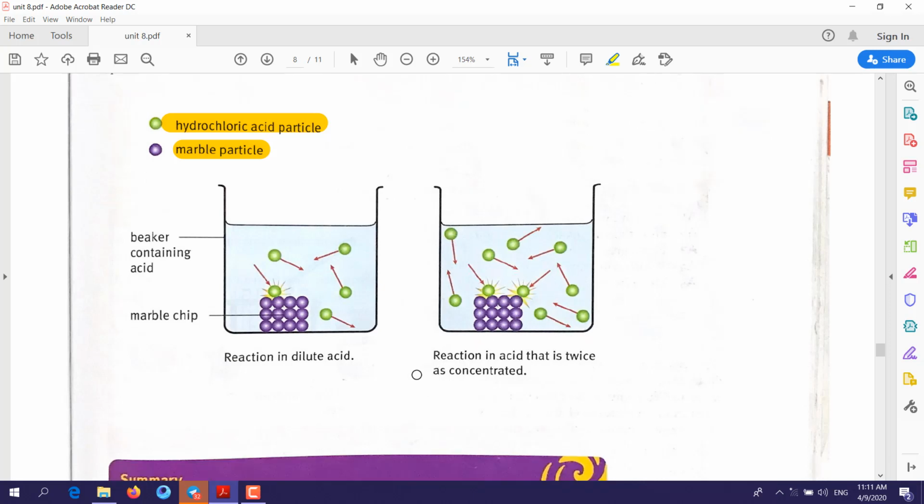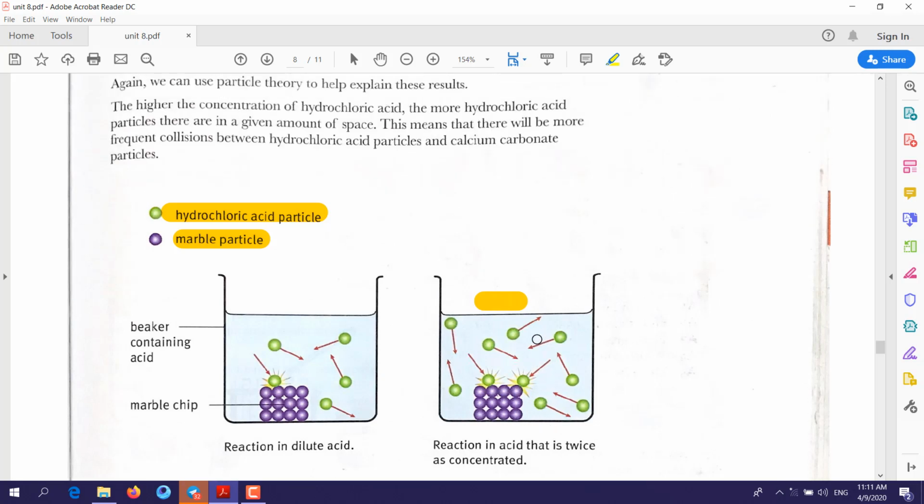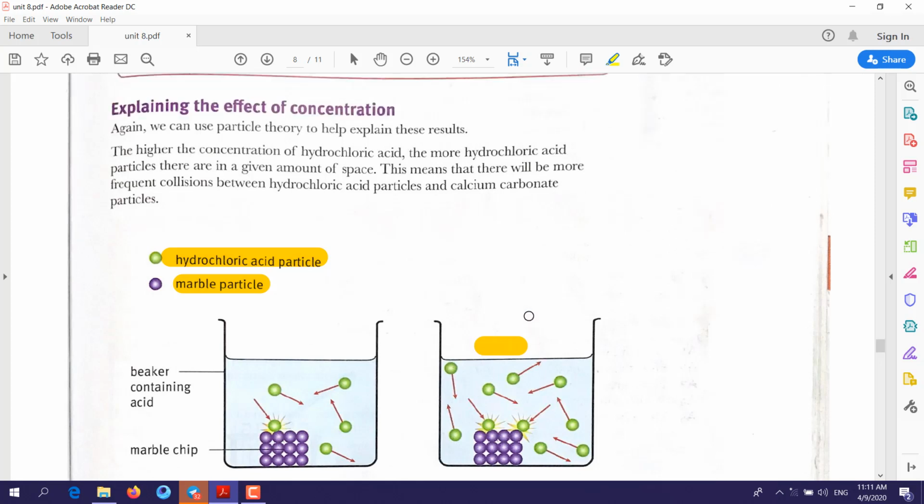Now, which chemical reaction will be faster? Also this one. Why will it be this one? Because more particles means more chance to collide. So there will be more collisions. More collisions means the chemical reaction will be faster.